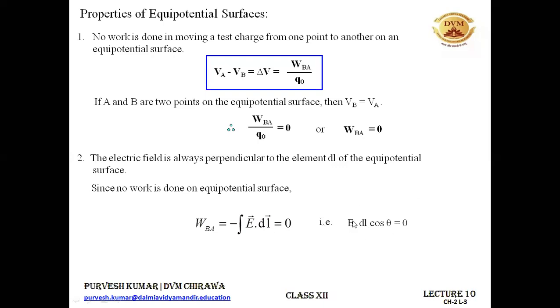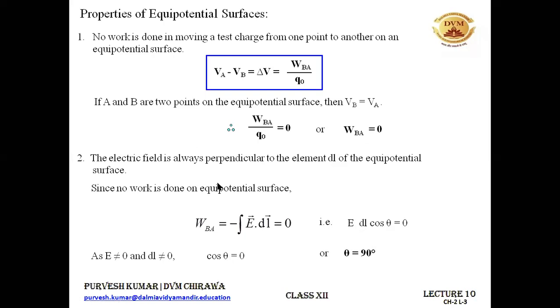Electric field cannot be equal to 0. dl also cannot be equal to 0. Why so? Because you are moving the charge through a distance. All right, in order to do some work, you are moving the charge through some distance dl. It cannot be equal to 0. It implies cos theta equal to 0. All right, since E and dl cannot be equal to 0, this implies that cos theta is equal to 0. And when cos theta is equal to 0, it means theta equal to 90 degrees. So the angle between E and dl is equal to 90 degrees.